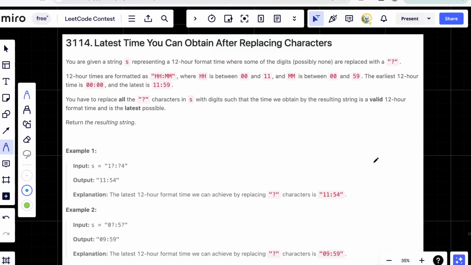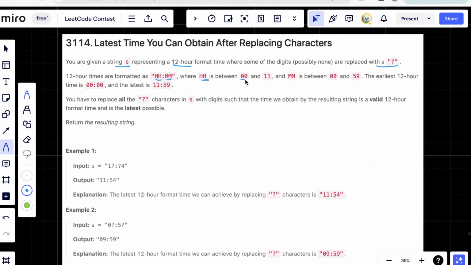Hello everyone, let us solve the very first question from today's weekly contest, that is latest time you can obtain after replacing characters. In this question you're given a string s representing a 12-hour format time, where some of the digits, possibly none, are replaced with a question mark. The times are formatted as hours and minutes.